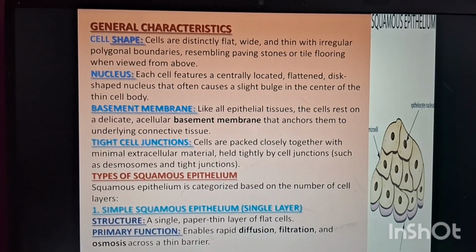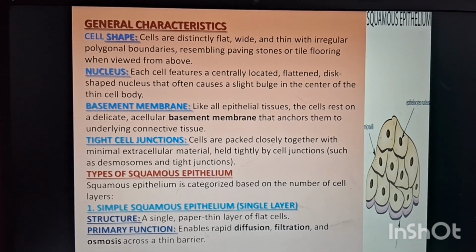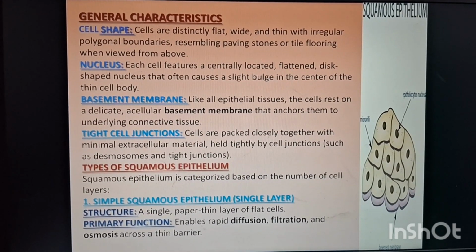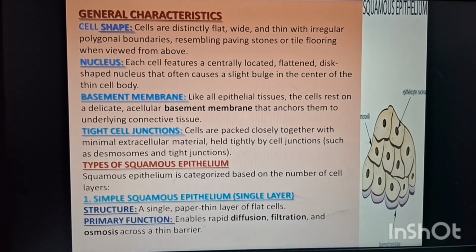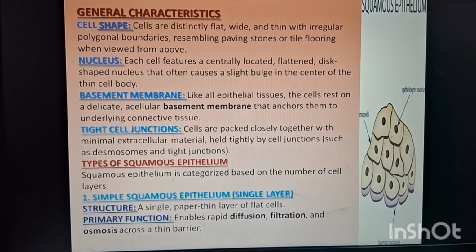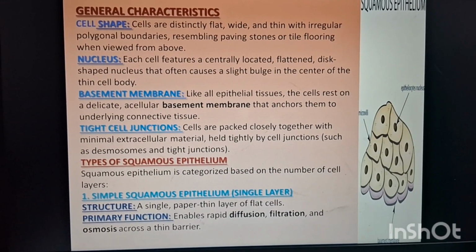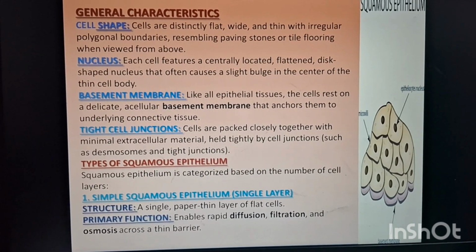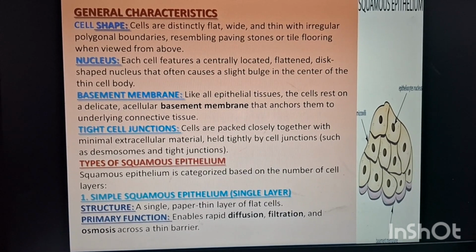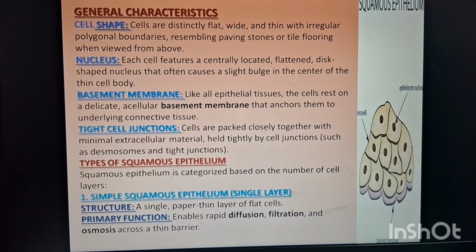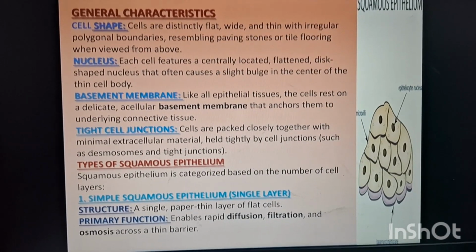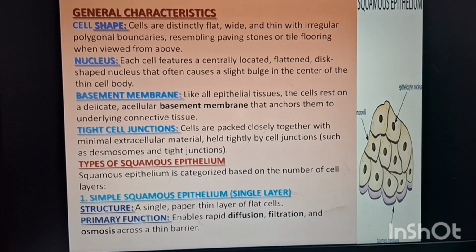Next, general characteristics of the simple squamous epithelium tissue. First is cell shape. Cells are distinctly flat, wide and thin with irregular polygonal boundaries resembling paving stones or tile flooring when viewed from above. Next, nucleus. Each cell features a centrally located flattened disc-shaped nucleus that often causes a slight bulge in the center of the thinned cell body.